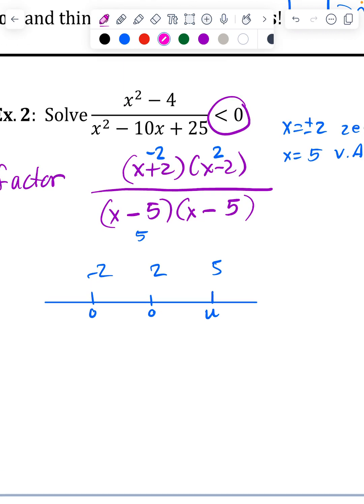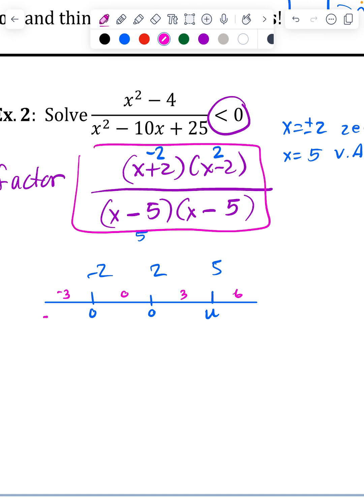Okay, there's a lot of factors here. Let's pick some numbers in each region. So something less than, in between, and greater than. And I'm going through these factors right here. Plugging in -3 gives me a negative and a negative on the top, and then a negative and a negative on the bottom. So I have 4 negatives total, making that region or interval positive. In between -2 and 2, I'll test 0. 0 plus 2, 0 minus 2 on the top, 0 minus 5, 0 minus 5.